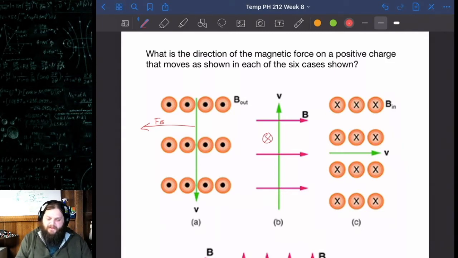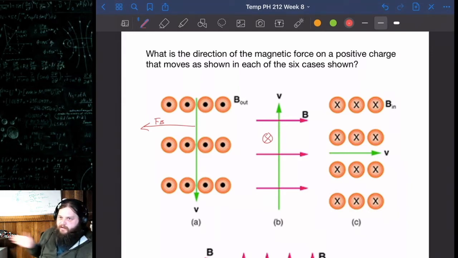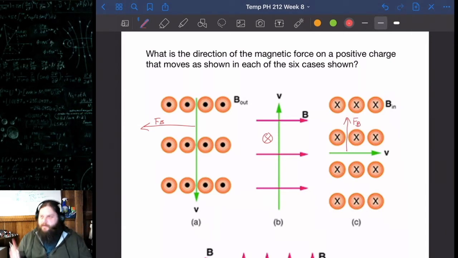For part C, we're going to have that velocity vector going to the right again. And this time the magnetic field is going into the page. So our force vector is going to be going up. Can't see my hand. Velocity vector this way. I curl my fingers because the magnetic field is going into the page and my thumb is pointing up. So that's going to show me that my force vector is going to go up. So the magnetic force of B.